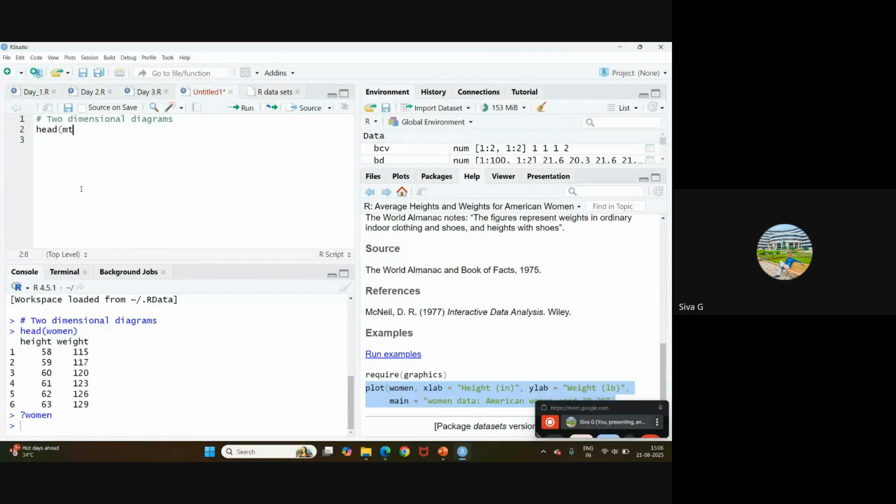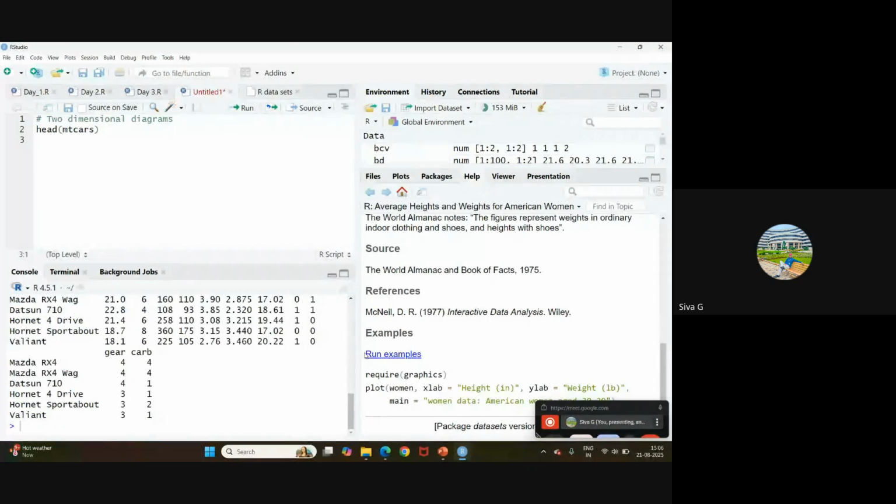Why I'm changing the data set is that already they have performed here. You can see this one. Plot. Plot is a command to draw scatter diagram. Again repeating this may not be good. That's why I'm going to change. You can copy this code and you can execute directly. You will get the scatter diagram. Okay. Let us take mtcars.